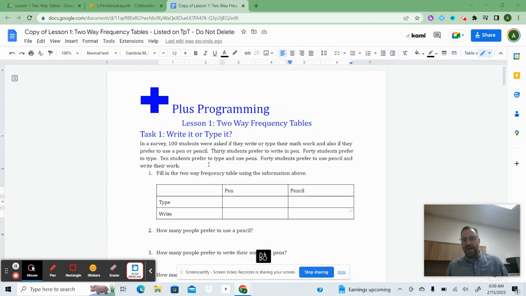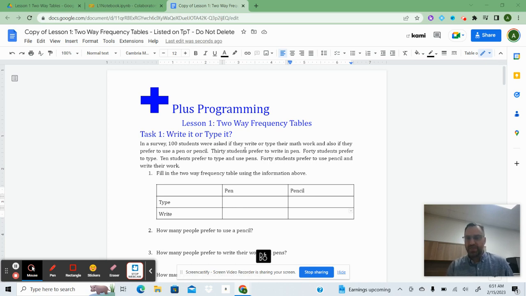So today we're going to look at lesson one for two-way tables. We're going to look at a two-way frequency table. In a survey, 100 students were asked if they preferred to write or type their math work, and if they preferred to use pen or pencil.